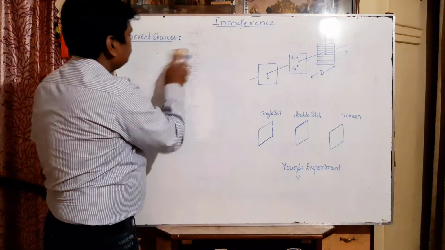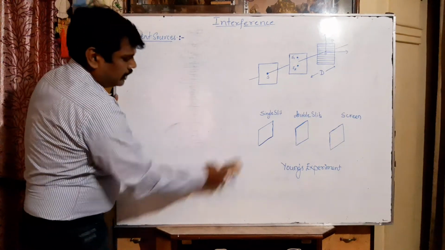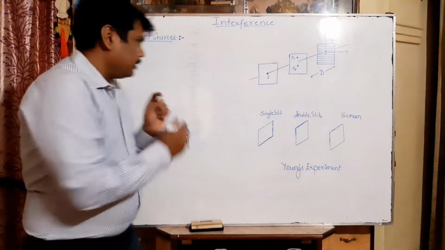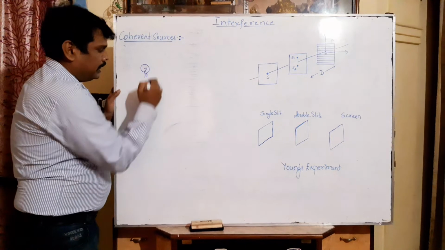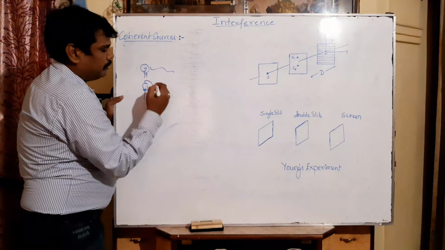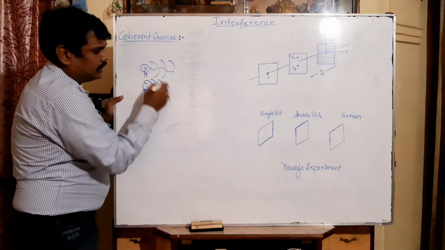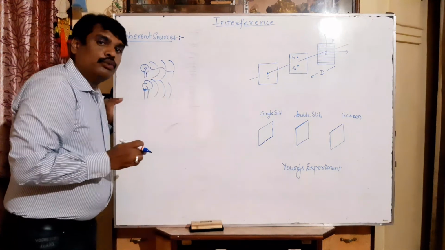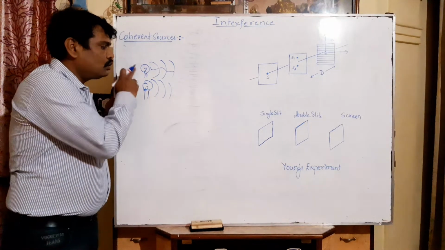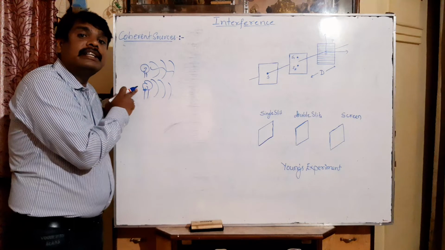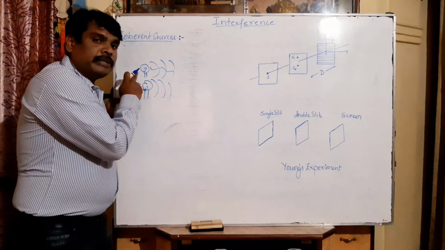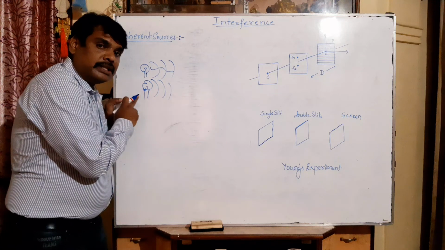Now here, if I consider two electric bulbs placed like this, this is bulb number 1 and this is bulb number 2, and the waves are emitting like this, and if these two waves superpose, then we never get the interference pattern. The reason is that these two sources do not act like coherent sources, because the light emitted from here and here does not have zero or constant phase difference.